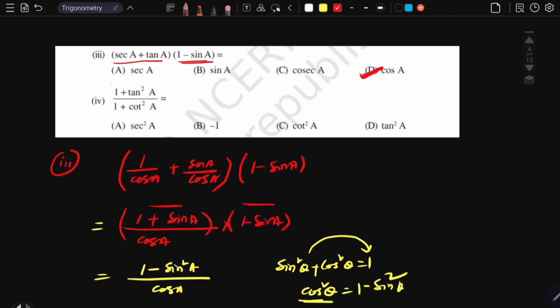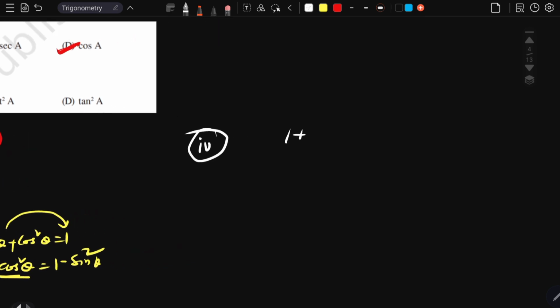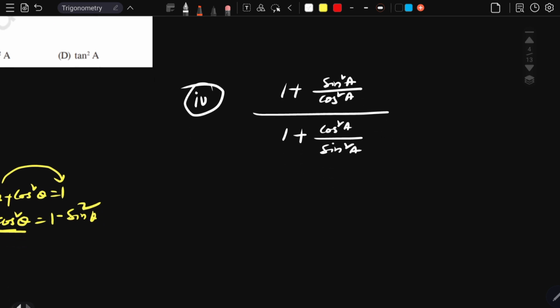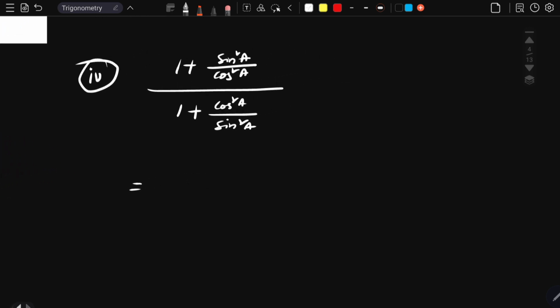Question number 4. (1 + tan² A) divided by (1 + cot² A). So convert the numerator in terms of sine and cos. So 1 + tan² A we can write as sin² A divided by cos² A. In the denominator 1 + cot², so cot² we convert as cos² A divided by sin² A. Take LCM in the numerator separately and the denominator separately.